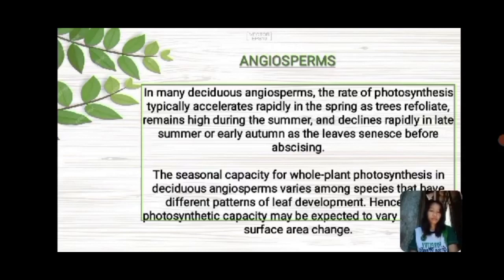Different species of deciduous angiosperms have distinct leaf growth patterns as a result. Variations in leaf surface area may be anticipated in the total photosynthetic capability. The photosynthetic rate of spur shoot leaves, which increases quickly in apple trees, decreases when the leaves end and stays relatively steady for a few weeks after the leaves are completely extended. Extension shoot leaves continue to photosynthesize at a faster rate than spur leaves.